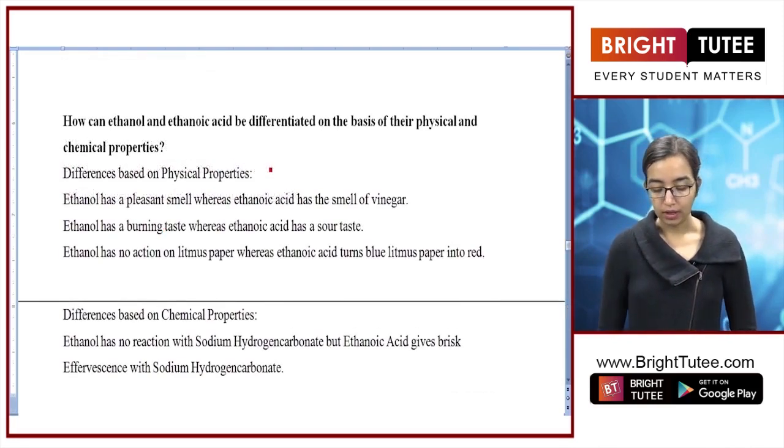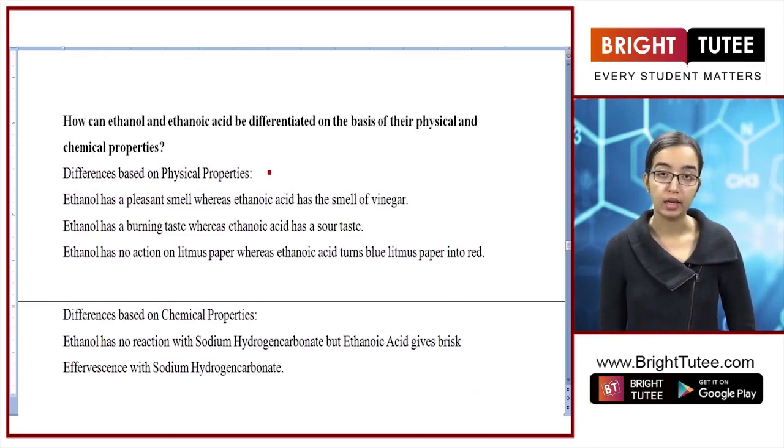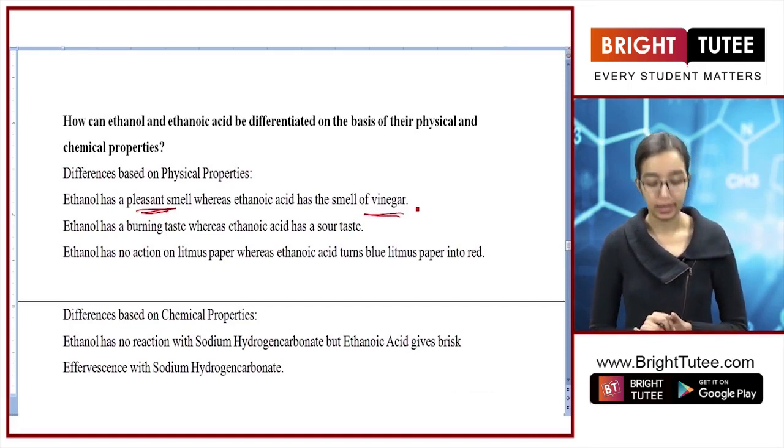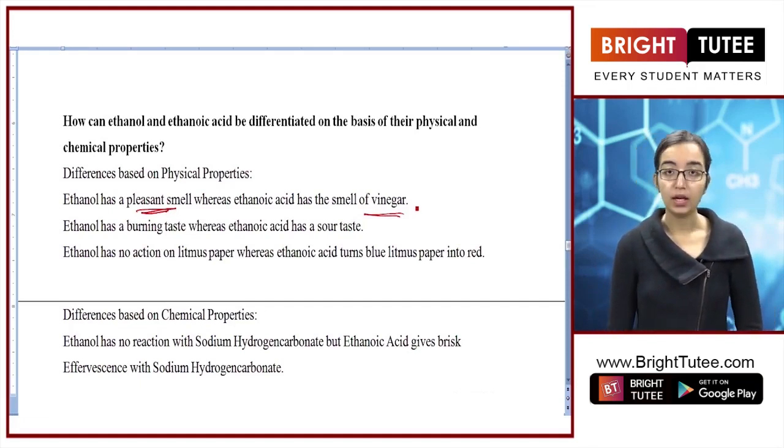How can ethanol and ethanoic acid be differentiated on the basis of their physical and chemical properties? So, first let's do the portion for the physical properties. Ethanol has a very pleasant smell, whereas ethanoic acid has a pungent smell of vinegar, which you'll be able to detect very clearly. Then, based on taste, ethanol has a burning taste, and ethanoic acid has a sour taste, which is there in all the products which are made from vinegar, like pickles.